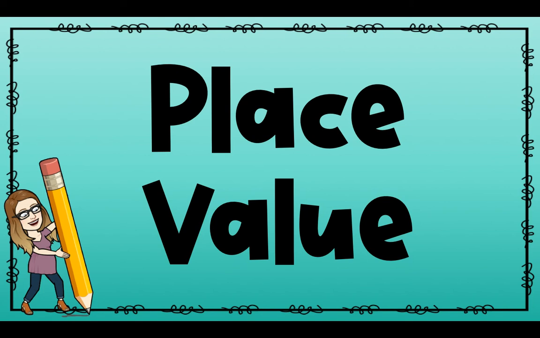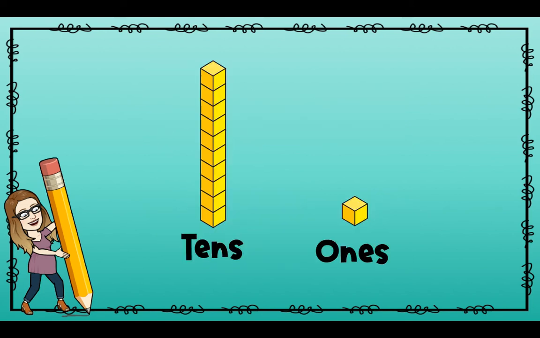Grade 2s. Today we're going to review place value. Place value is when we look at the tens and the ones that make up a number. Tens can be represented using a 10 rod, and ones can be represented using individual blocks. If you stack 10 ones together, you get a 10 rod.